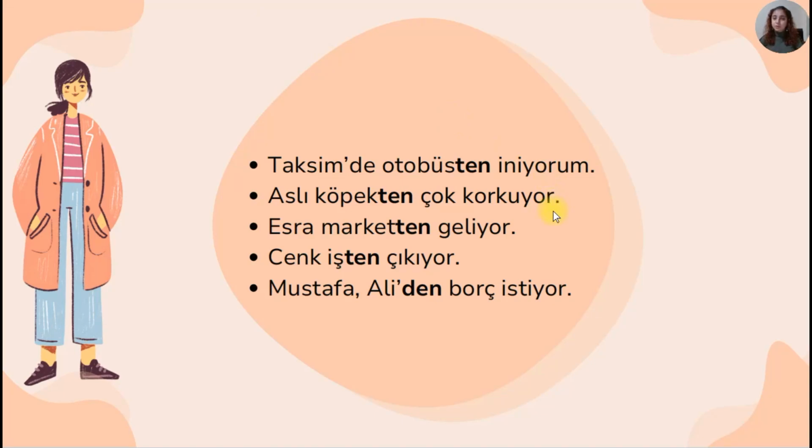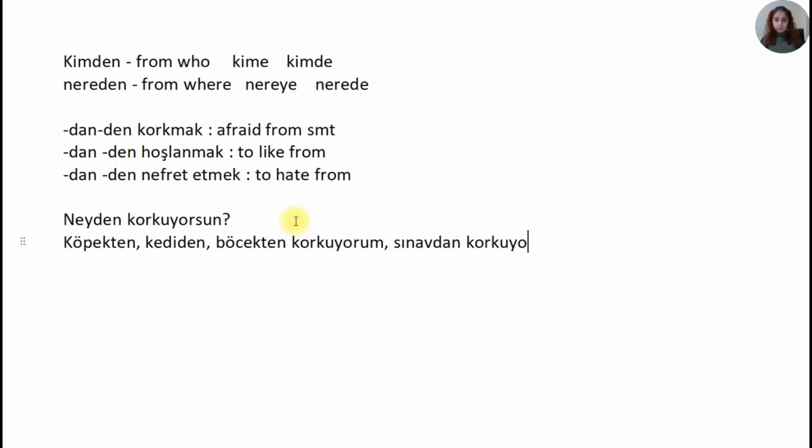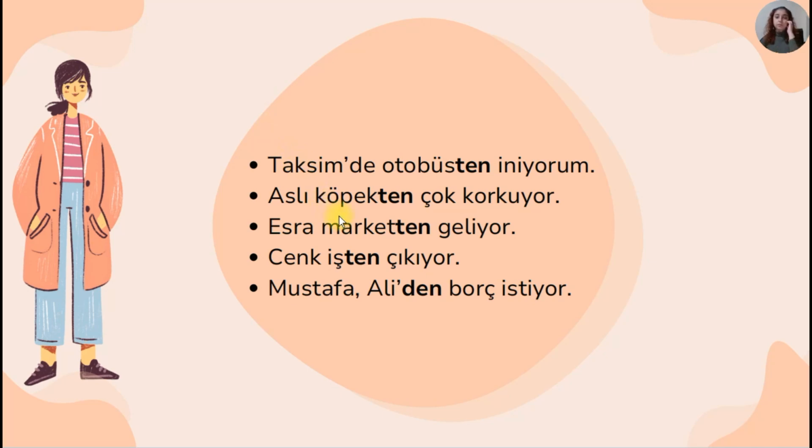We have to use den when you want to say korkmak. For example, the question is this. Neyden korkuyorsun? What are you afraid of? Neyden korkuyorsun? Köpekten korkuyorum. Kediden korkuyorum. What else? Böcek, insect. Böcekten korkuyorum. Or sınav, exam. Sınavdan korkuyorum. Or I can say karanlık, darkness. Karanlıktan korkuyorum. Or yalnızlık, loneliness. Yalnızlıktan korkuyorum. Those are some examples for the korkmak verb. Okay, always we have to use dan or den. Aslı köpekten çok korkuyor.